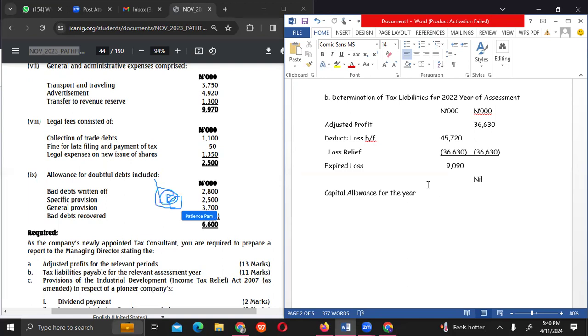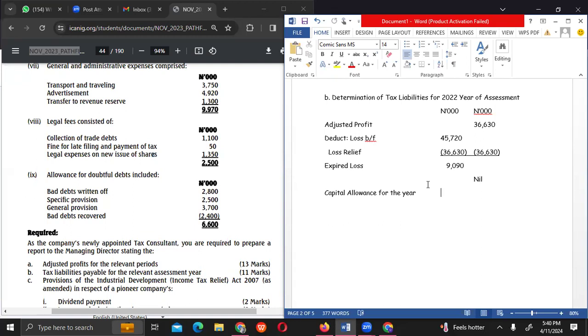So the loss, the 36,630, will be carried forward indefinitely. But the loss that you brought from the pioneer period ends a year after the pioneer period. So whether it is profit or not, it ends that year.